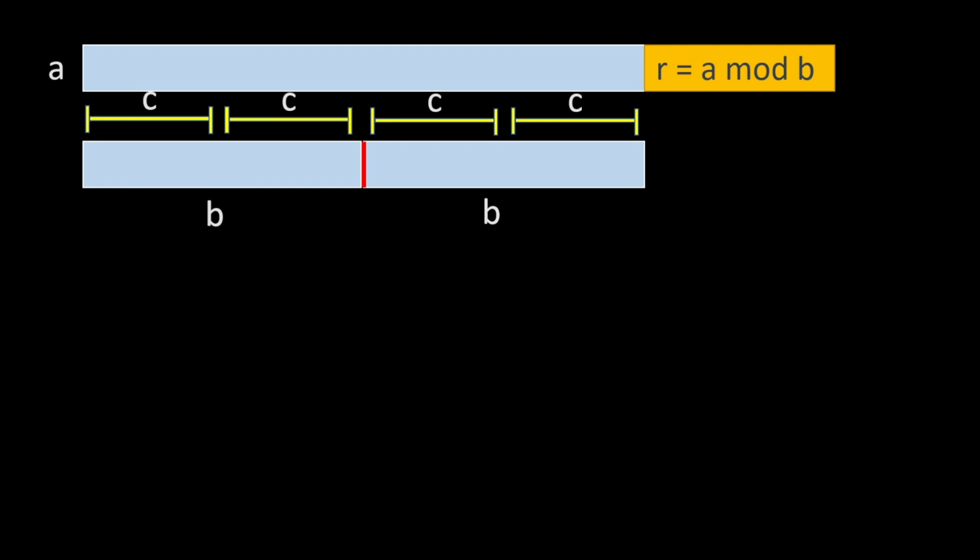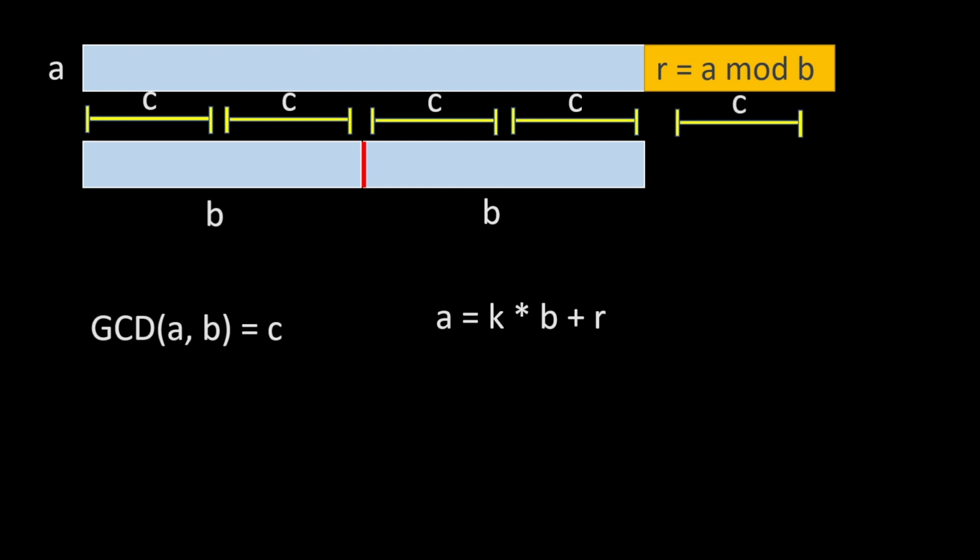Now say that C is actually the GCD of A and B. Let me represent A as K times B plus R. We'll see why. So C is the greatest common divisor of A and B. Since it divides both A and B, from the picture you can say it must also divide the remainder. We can prove this with a simple direct proof.